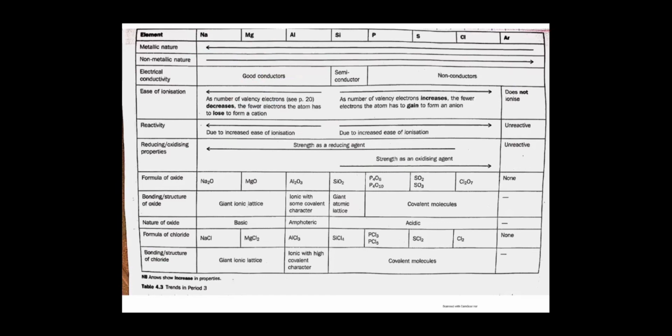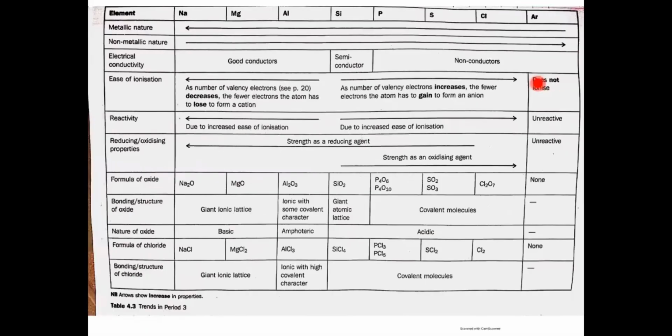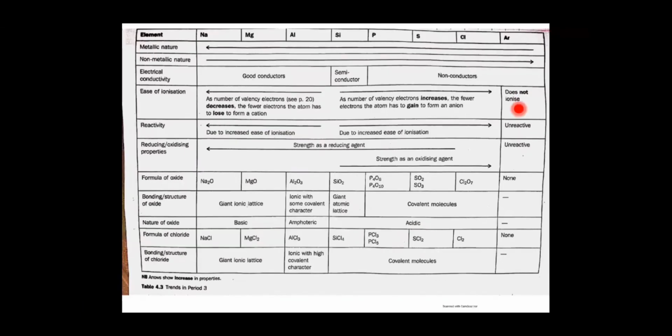In this direction, the fewer electrons you have to gain, the easier it is to form an anion. This one in the end here doesn't even become an ion. Because you know why? All the shells in Ar are already completely filled. So Ar doesn't become an ion. All right? Reactivity depends on the ease of ionization. Again, reactivity depends on the ease of ionization.